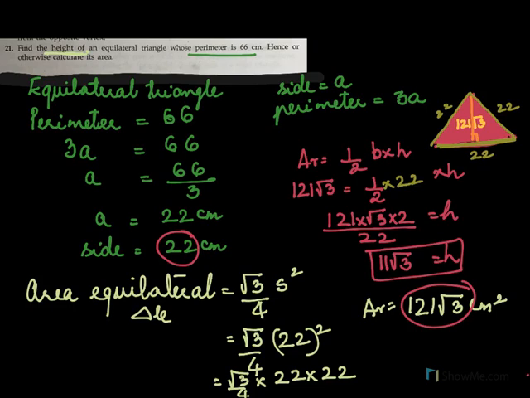So in this case, what was given to us? The perimeter was given to us. From the perimeter, we found the side. From the side, we found the area using the formula. From the area, we did half base into height and found the height. There were three steps in this: perimeter, we found the side, we found the area, and then we found the height.